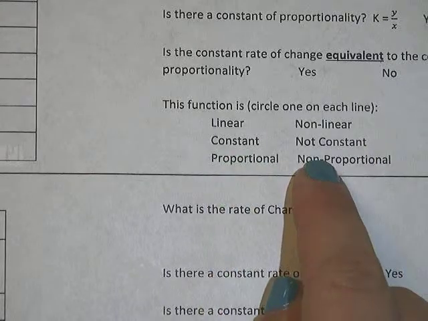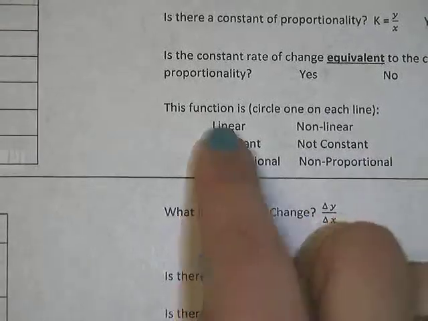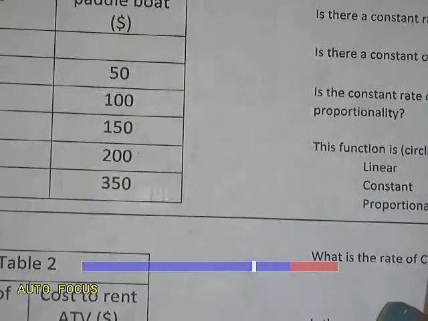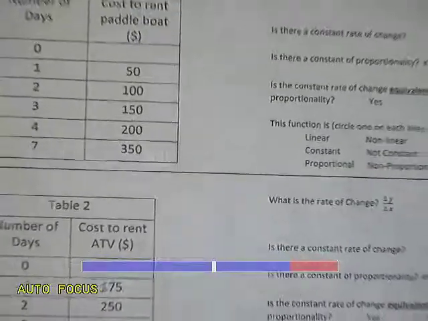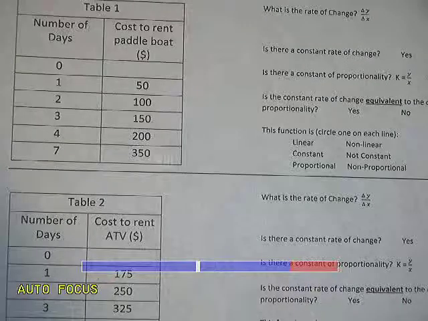And then right here, it says circle 1 on each line. Does everybody see this? So if it is not linear, then you're going to circle what word? Non-linear. If it is not constant, you're going to circle. And if it's not proportional, you're going to circle. So every line, you're going to circle one or the other. Everybody know what we're doing? Okay, you have notes. You have the front side. Use that to complete the rest.